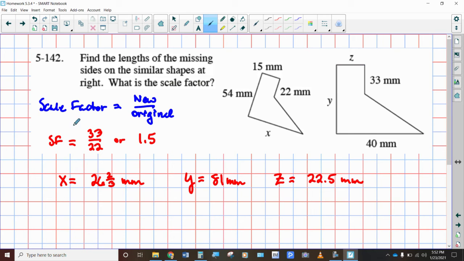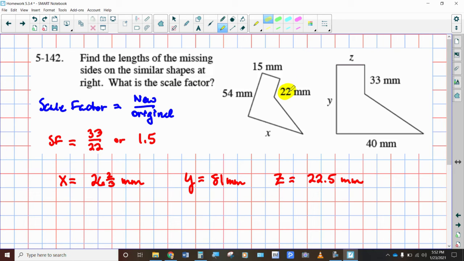And now, scale factor. Enlarging and shrinking shapes. Find the lengths of the missing sides on similar shapes at the right. What is the scale factor? I don't know how much time we spent talking about scale factor, but scale factor can be described in 2 different ways.